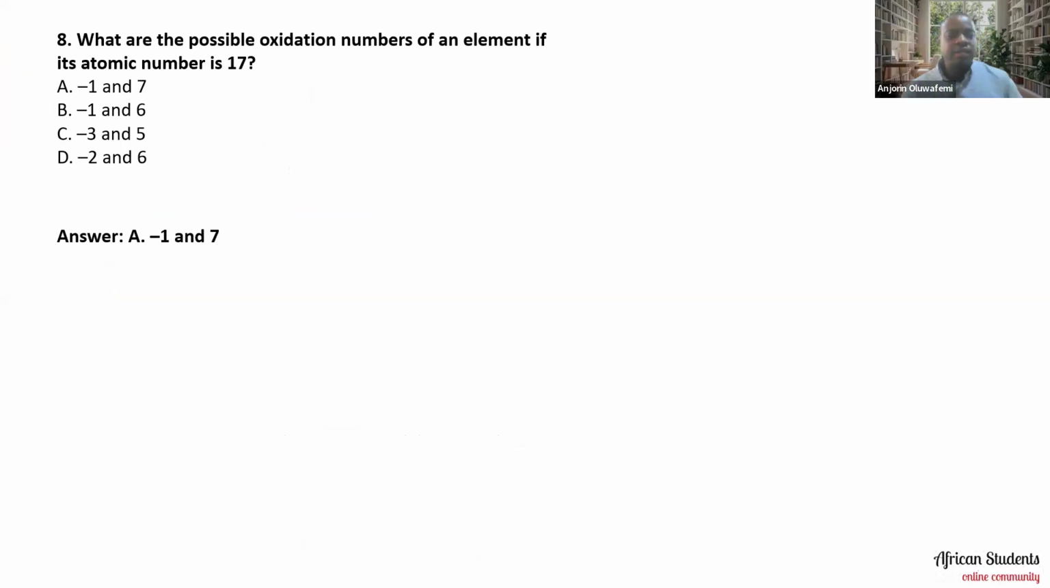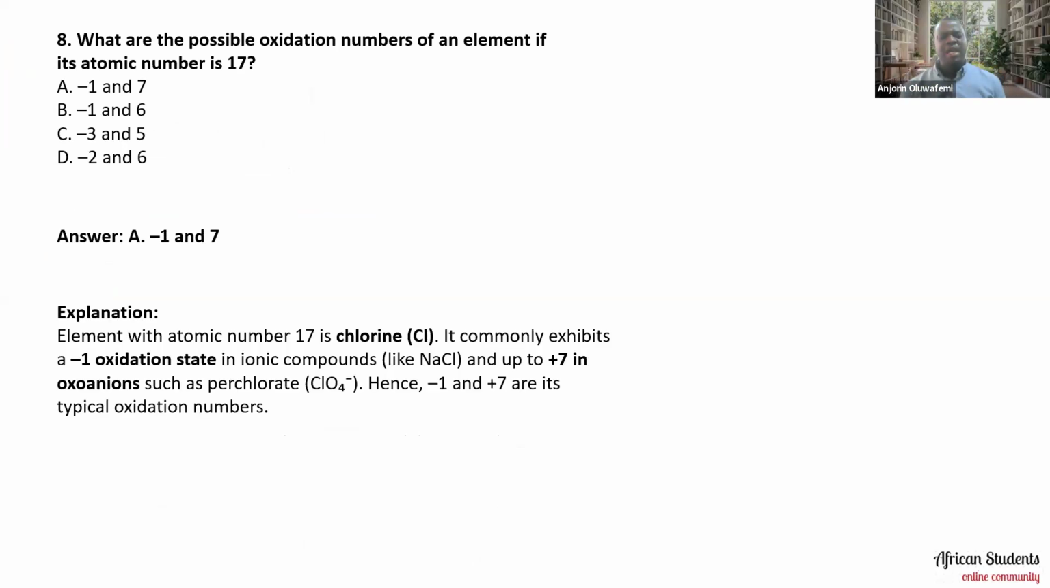How did we arrive at this? Very simple. The element with atomic number 17 is chlorine. It commonly exhibits a -1 oxidation state. Basically, the halogen family, that's group 7, or we call them group 17, depending on how you look at it in the periodic table. They have an oxidation state of -1 in ionic compounds.